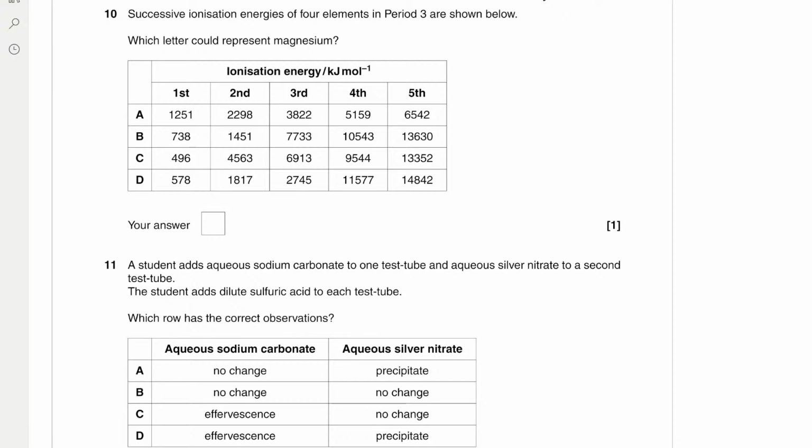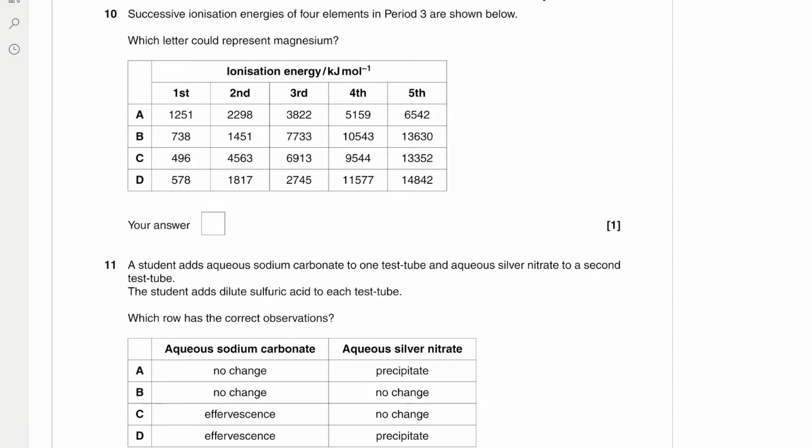So we'd expect a large increase from the 2nd to 3rd ionization energy as we enter the lower energy subshell. So the electrons that we're removing are closer to the nucleus, so there's a greater nuclear attraction and more energy is required to remove 1 mole of electrons. Remember our definition, which is the energy required to remove 1 mole of electrons from 1 mole of gaseous atoms, from 1 mole of gaseous 1+ ions for first ionization energy.